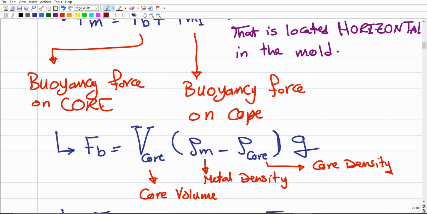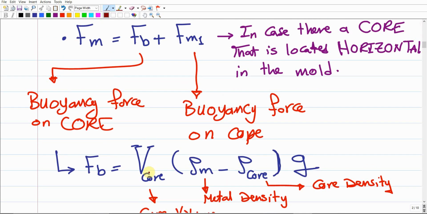So you're going to use here the mass density of the core itself times g, which is the gravitational acceleration. We're going to end up with the buoyancy force acting on the core, as we discussed before. This buoyancy force is the pushing from the metal acting on the core, and then the core is going to push the cope as well. This Fm should be the total buoyancy force acting on the cope, plus the direct force that comes from the molten metal acting directly on the cope itself, which is the buoyancy force on the cope.